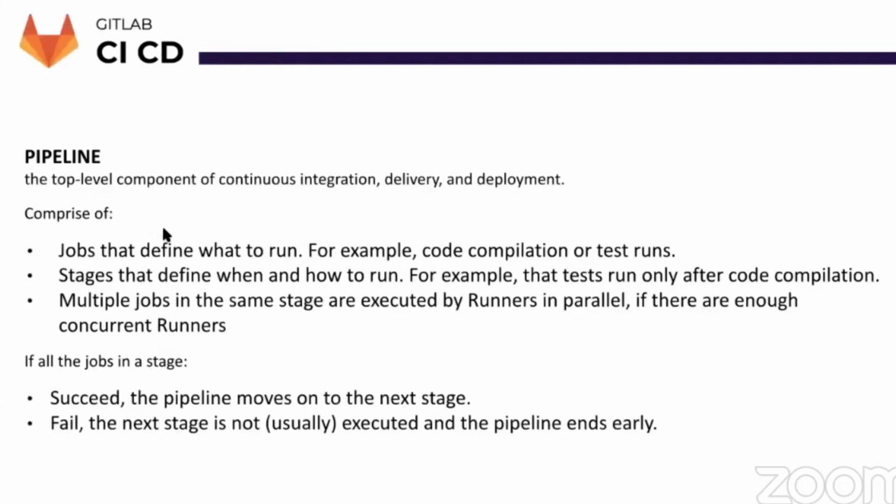A pipeline is a top level component of continuous integration on GitLab CI/CD, and it comprises jobs that define what to run. For example, code compilation or test runs. Then stages define when and how to run. For example, tests run only after code compilation. And then multiple jobs in the same stage are executed by the runners in parallel. So the point is that multiple jobs and checks combine to build a pipeline which is either passing or failed. Pipelines always have a binary state and nothing in between.